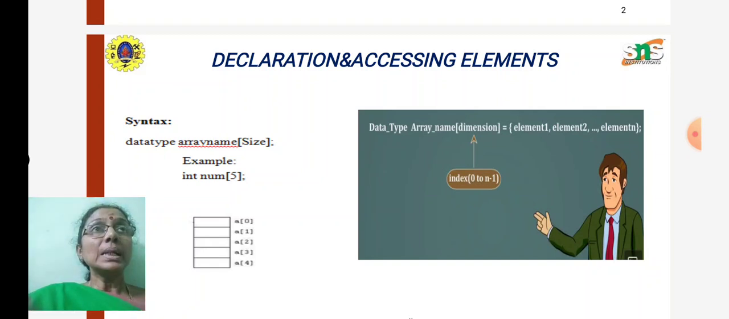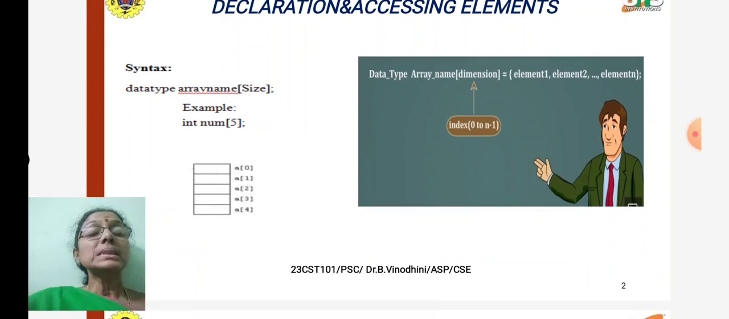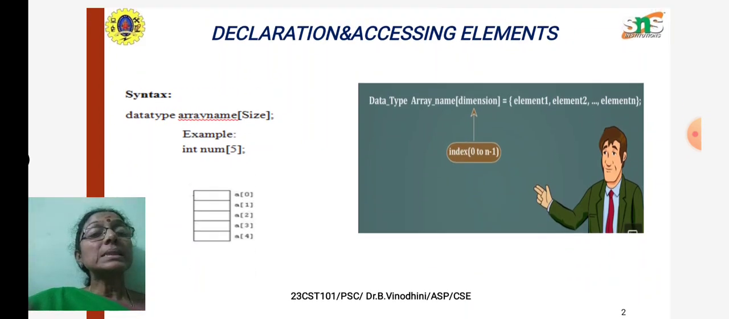For example, that is called indexing. So using the index number you can access the elements inside the array. So this is the way you can declare and access the element. Next, the teacher asked how you can initialize an array, or how you can assign values to array elements.